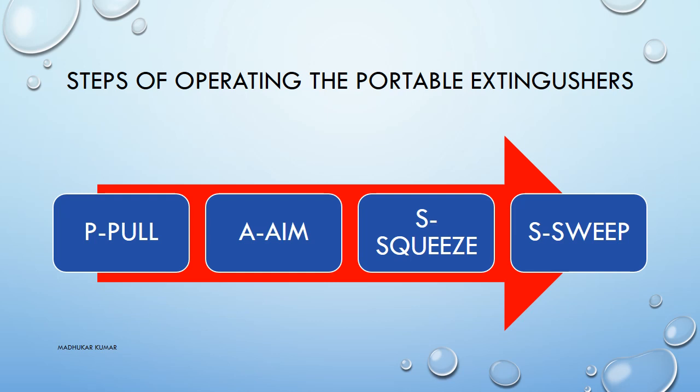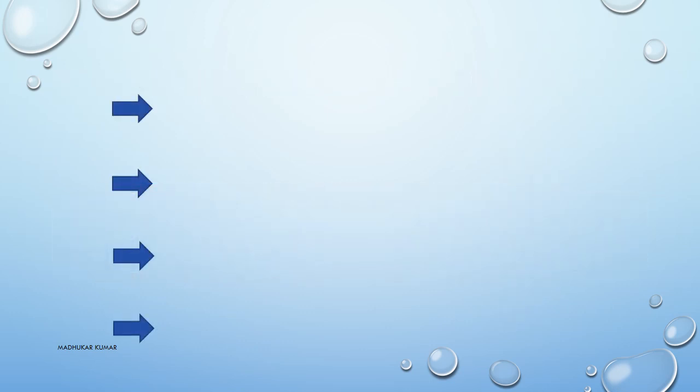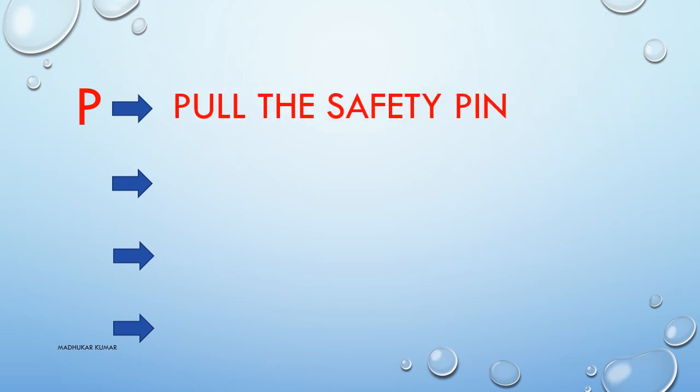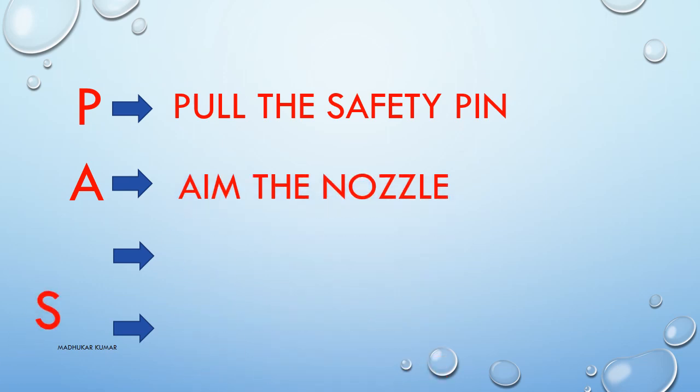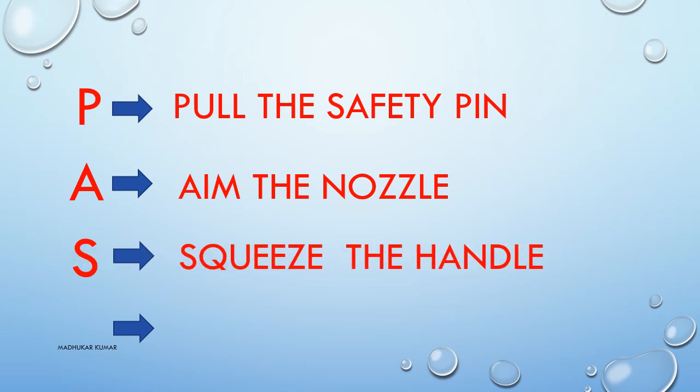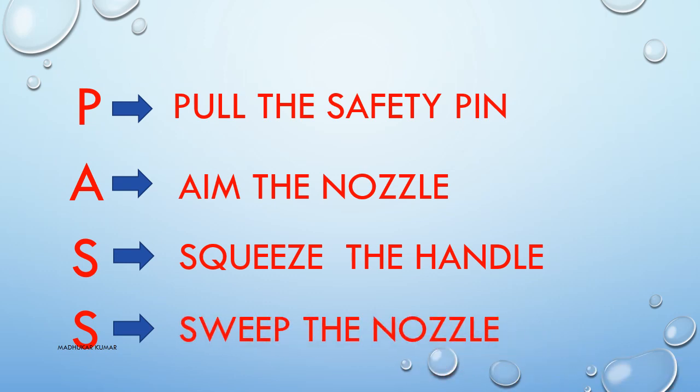This is the steps for operating the portable extinguishers. Pull, aim, squeeze and sweep. Here we can understand it in a better manner. P for pull the safety pin. A for aim the nozzle. S for squeeze the handle. Again S for sweep the nozzle. So these are the basic steps with the help of which you can fight the fire in a correct manner.